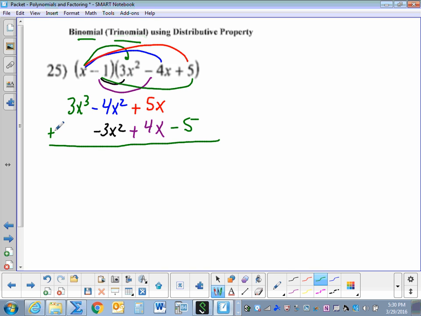Now I have two polynomials, and I'm just going to add them together. 3x to the third minus 7x squared plus 9x minus 5. All right. Go ahead and do number 26.